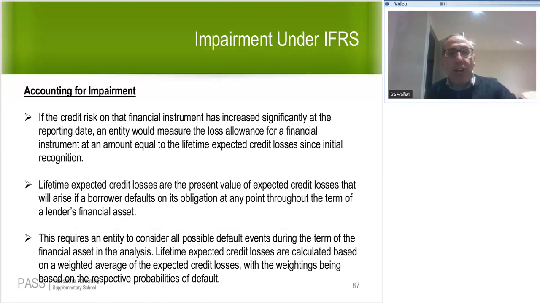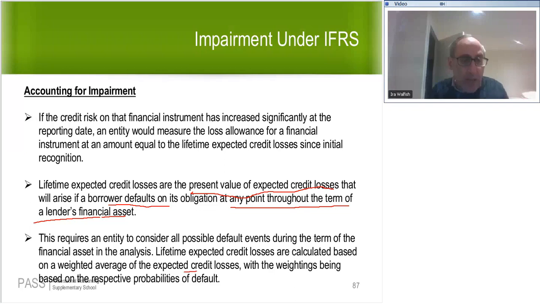So I want to make sure that people understand lifetime expected credit losses are calculated based on a weighted average of expected credit losses, with the weightings being based on the respective probabilities of default. So there's an X percentage chance that you'll lose X dollars. Please make sure you understand, guys, that in this situation here, we're not just looking at the probability of a default in the next 12 months, we're looking at the probability of a default over the life of the asset. Let me try to demonstrate this by way of example.